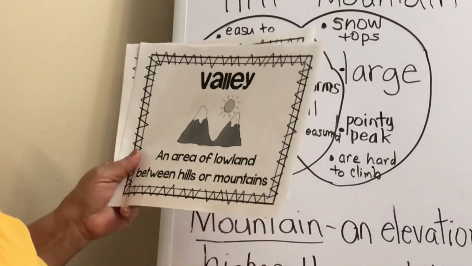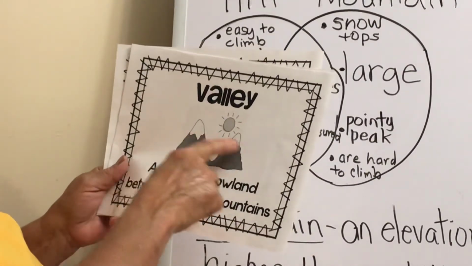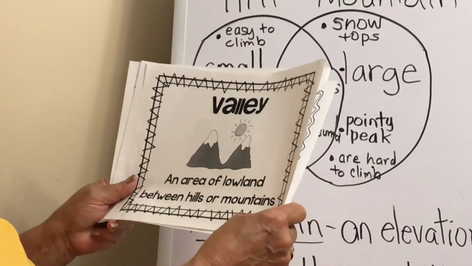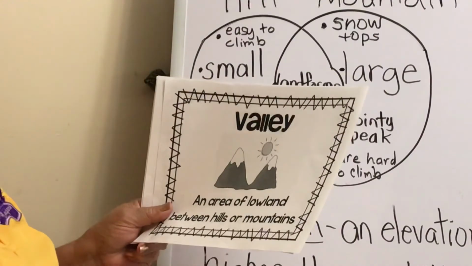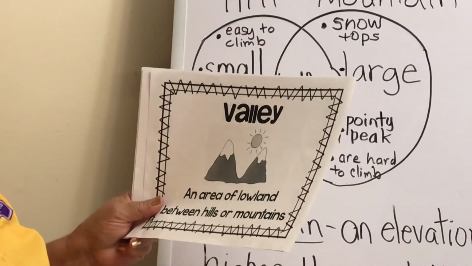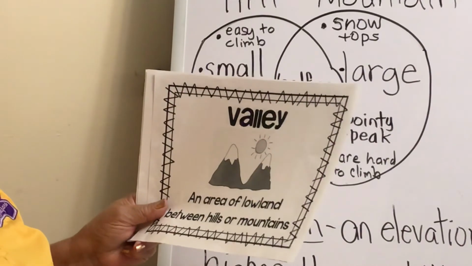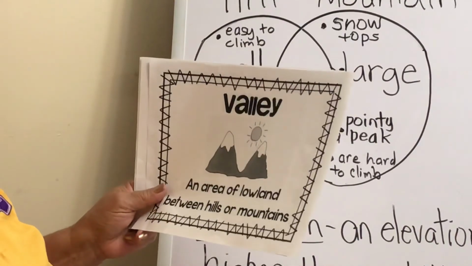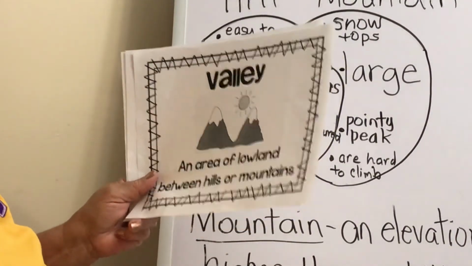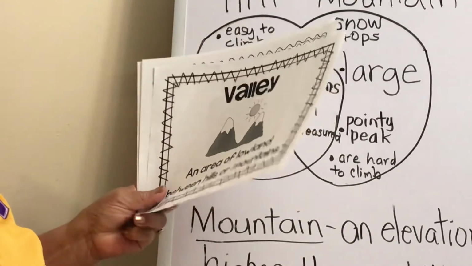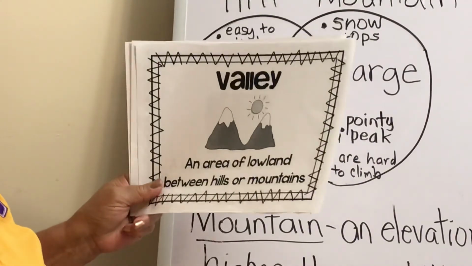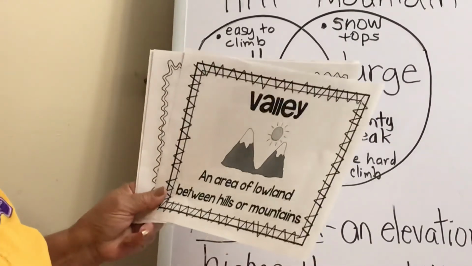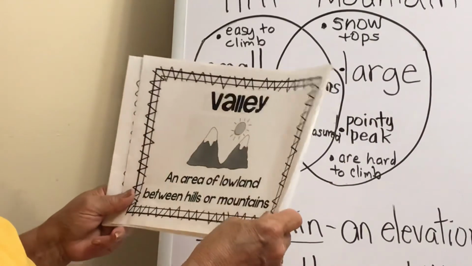A valley is that area between the two mountains. It's an area of lowland between hills or mountains. Many times when we look at programs, I like to watch, what's the channel that I like? Hallmark. I couldn't think of the word Hallmark. And a lot of the stories of the people live up in the north, and the background shows big mountains and huge, huge mountains. And so you can see where they made towns near these mountains.